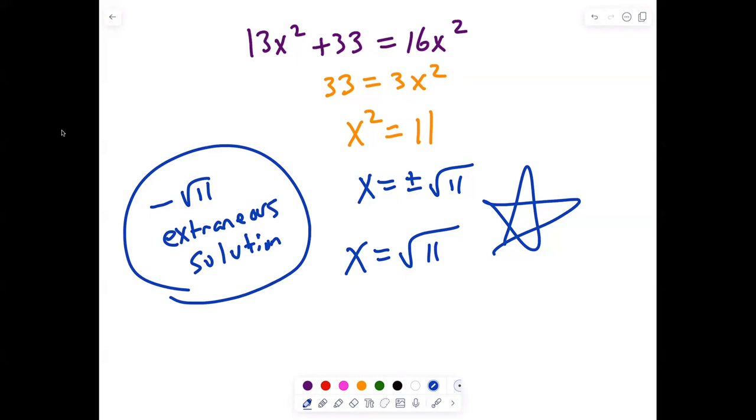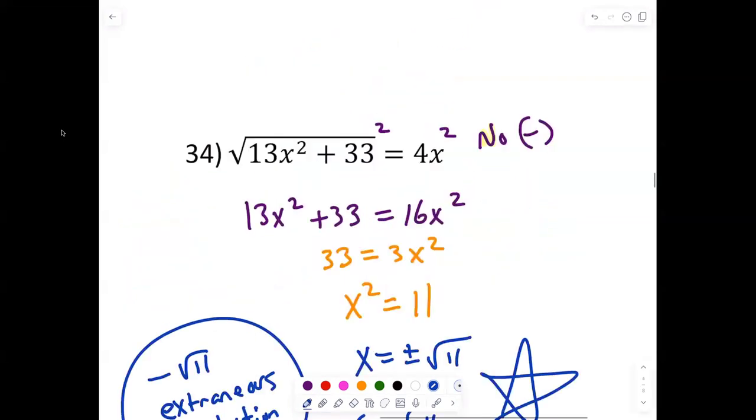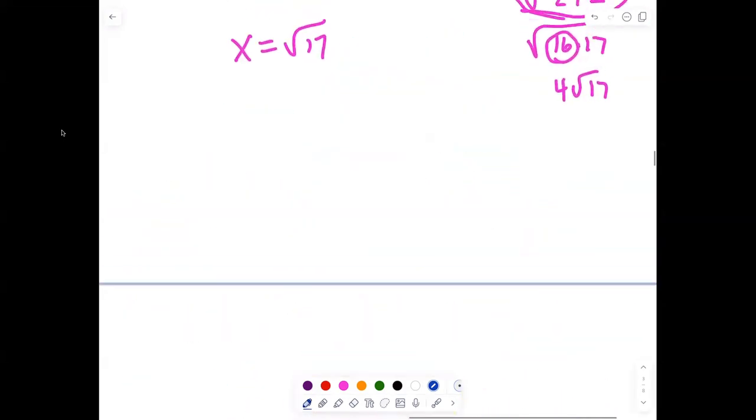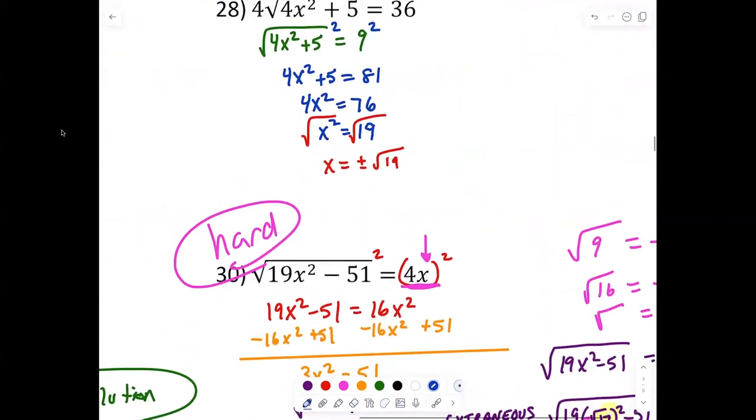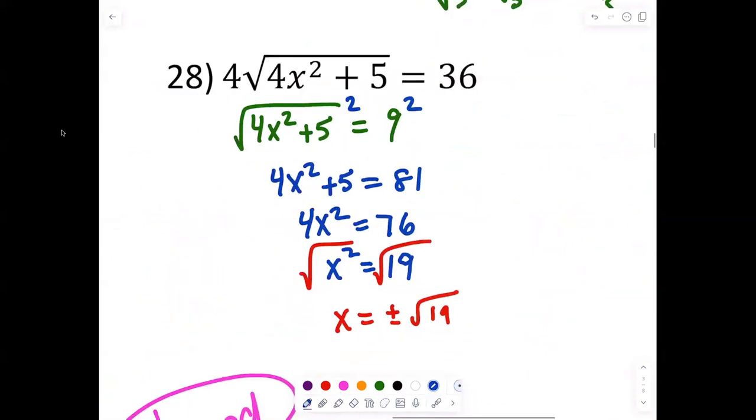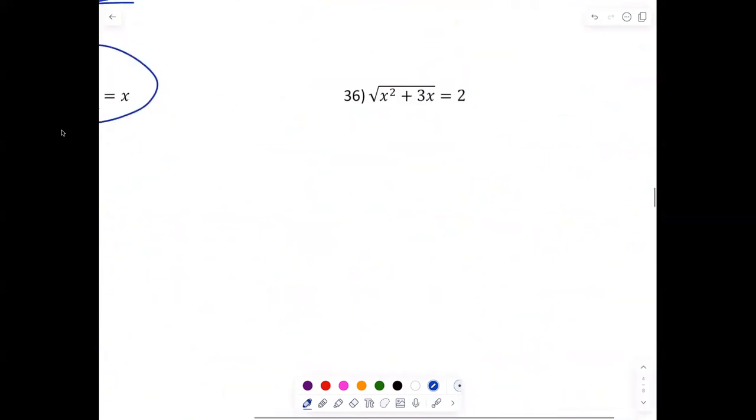Yes, sir. So will it be like that for every question with the plus or minus? No. We got some answers where plus or minus worked. You with me? We got plus or minus square root of 19. Notice the reason why we didn't have to worry about it is because there's no variable over here. There's no x. So when there's an x involved, the square root can't equal a negative. So your x values have to be positive. All right, good question.